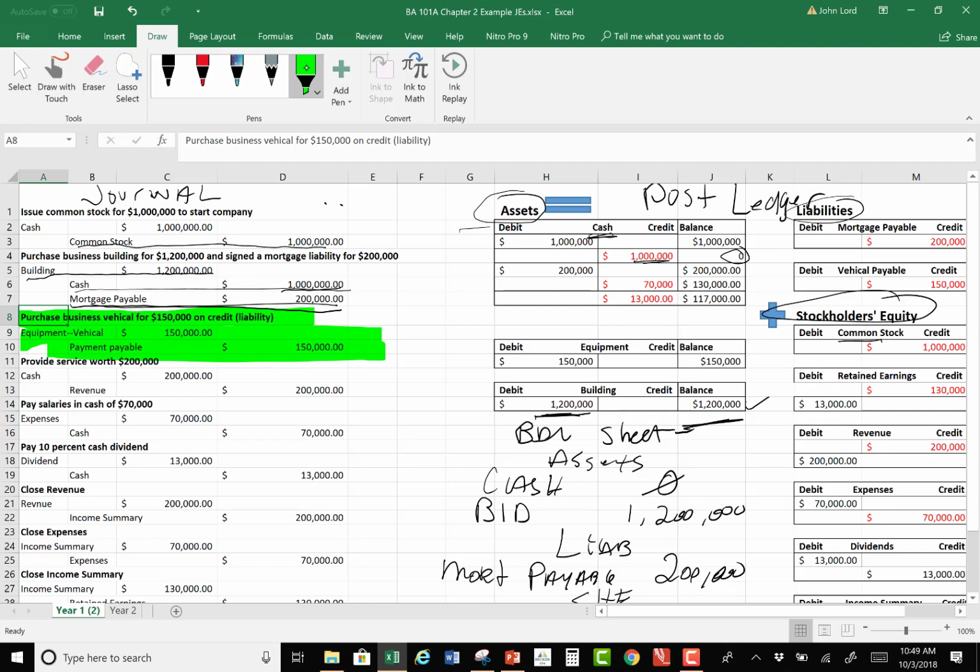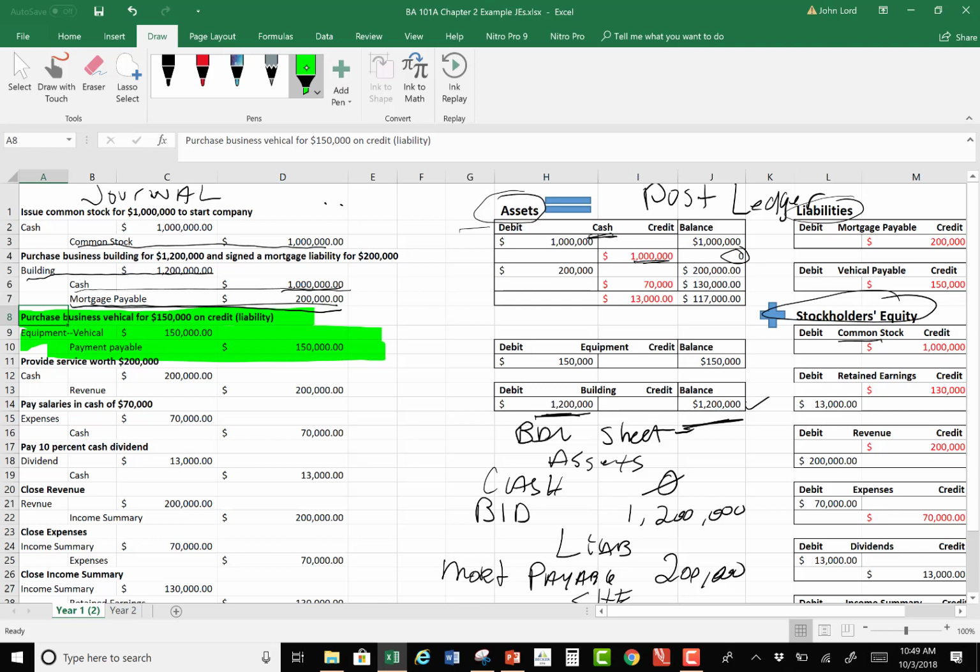We're going to use it in our business. It has future economic benefit. It is an asset, so we do what? We debit equipment. How do I know I'm debiting it? Debit on the left. And I credit vehicle payable. I obviously have a liability, don't I? I have a bill. So I credit that to increase the liability.